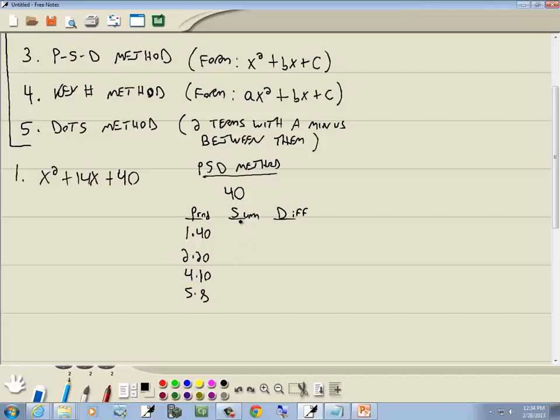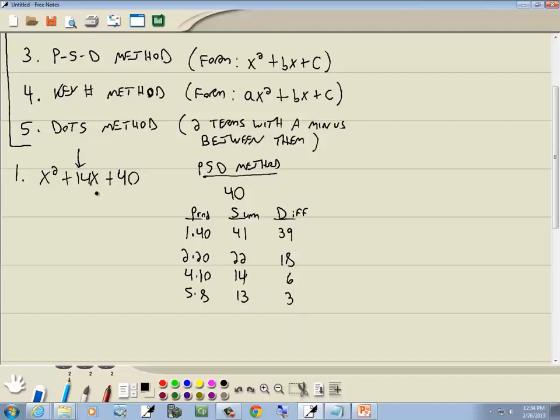Now the S column, S stands for sum, so we're going to add these 2 numbers together. 1 plus 40 is 41, 2 plus 20 is 22, 4 plus 10 is 14, 5 plus 8 is 13. A difference column, we're going to subtract these, smaller from larger. 40 minus 1 is 39, 20 minus 2 is 18, 10 minus 4 is 6, 8 minus 5 is 3.